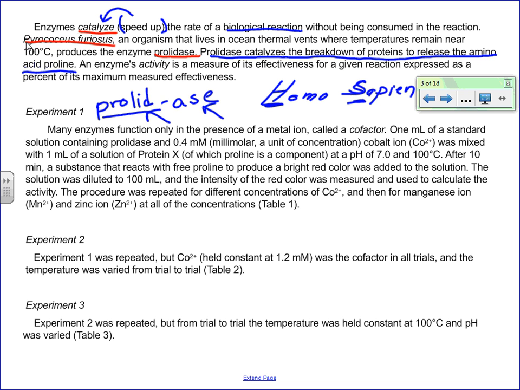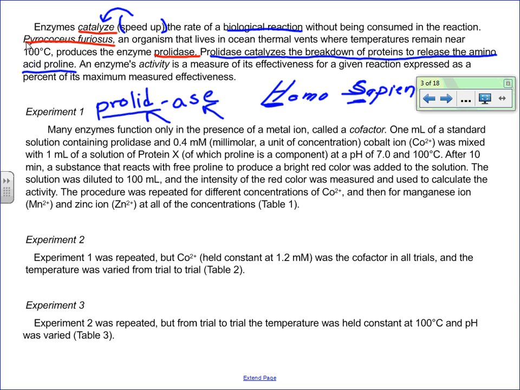Many enzymes function only in the presence of a metal ion called a cofactor. 1 ml of a standard solution containing prolidase and 0.4 millimolar, a unit of concentration, of one ion will mix with 1 ml of a solution of protein X, of which proline is a component, at a pH of 7.0 and 100 degrees Celsius. After 10 minutes, a substance that reacts with free proline to produce a bright red color was added to the solution.